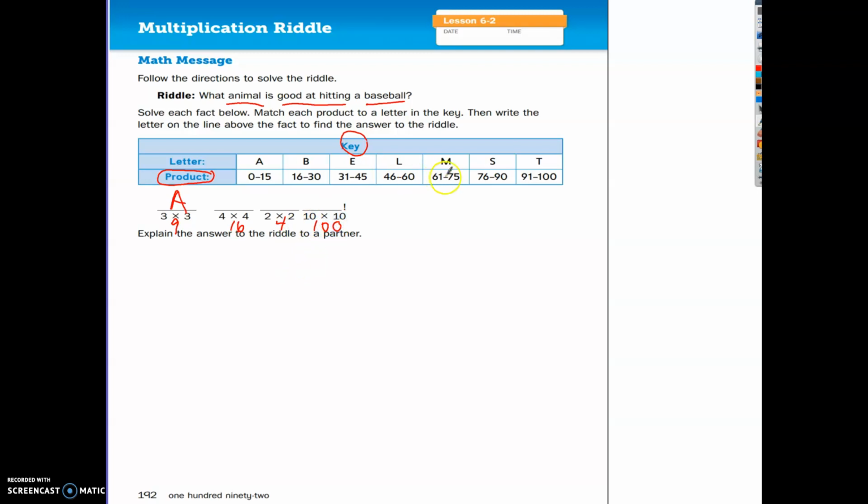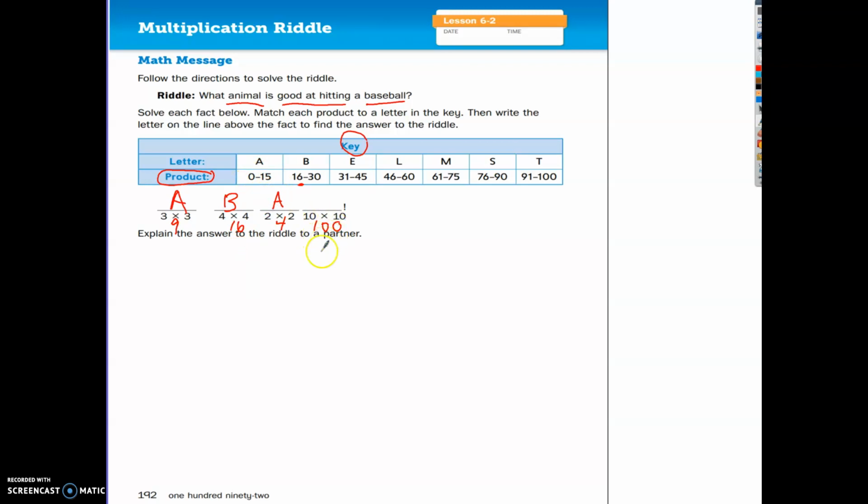So where would 16 fall? Well, right here. Because the product of 4 times 4 is 16. So I put a B down if the product is between 16 and 30. It sure is. Now 2 times 2 is 4. Well, that's between 0 and 15. So I'm going to put an A down.